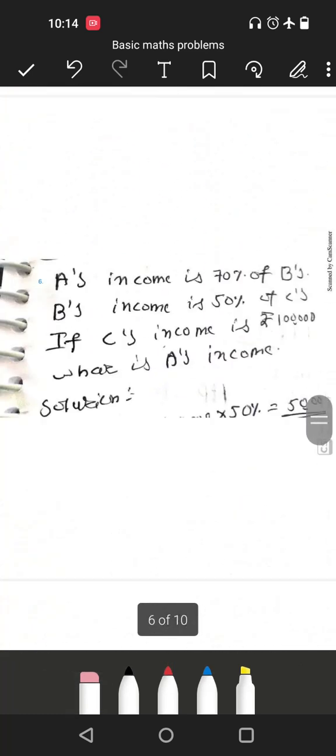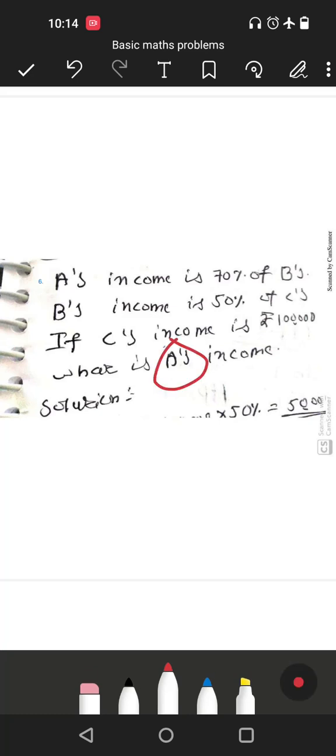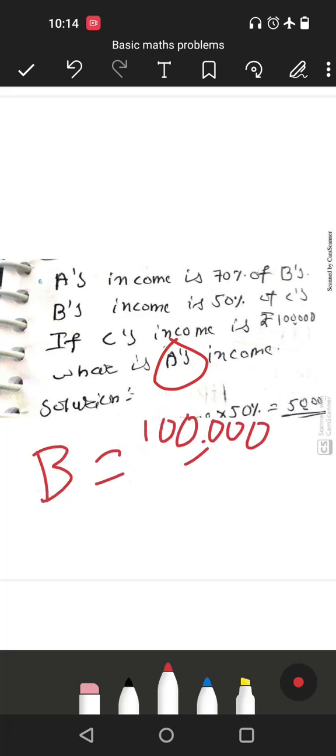A's income is 70% of B's income, B's income is 50% of C's, and C's income is 1,50,000. So what is the income of A? They have asked. B's income is 50% of C's, they have given. So what is B's income? B's income will become 1 lakh into 50%. So that is why B's income will become 50,000.